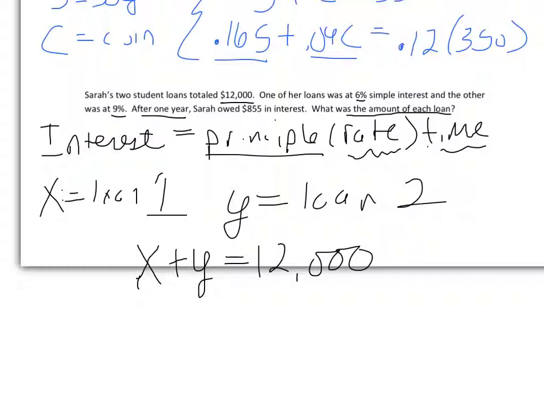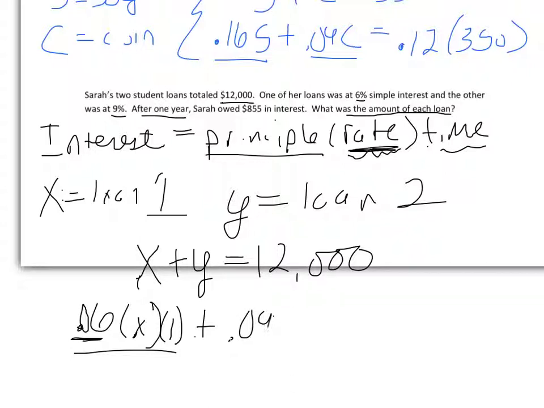Okay? Now we're going to equate the second one via interest. So the first loan was at 6%, so 0.06 times, so that's our rate, times the principal. Well, we borrowed X dollars, so times our principal, and then times our time, which is 1, because we have it in there for 1 year. So this is the amount of interest from her first loan. The amount of interest from her second loan, well, it's at 9%, so 0.09.